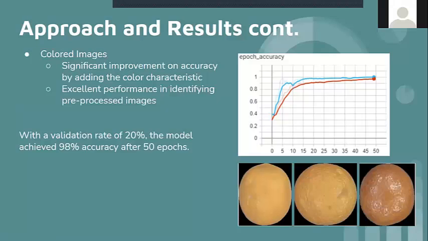And as you can see on the epoch accuracy, it almost got to 100%. On the graph, the accuracy that we were able to achieve was about 98%. So with that validation rate of 20%, we got to 98% after 50 epochs. So I would say that's very good.